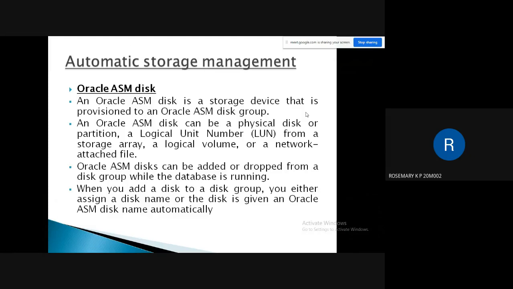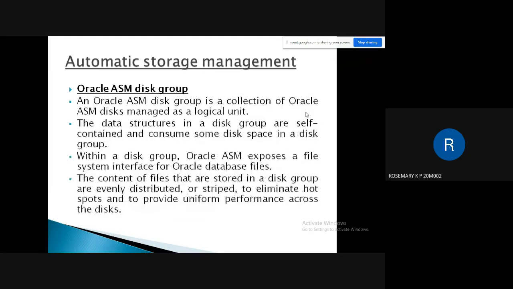Next is Oracle ASM disk group. An Oracle ASM disk group is a collection of Oracle ASM disks managed as a logical unit. The data structures in the disk group are self-contained and consume some disk space in the disk group. Within a disk group, Oracle ASM exposes a file system interface for Oracle database files. The content of the files that are stored in the disk group is evenly distributed, or striped, to eliminate hotspots and to provide uniform performance across the disks.